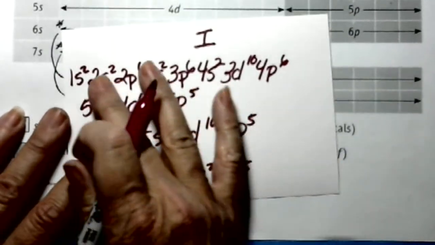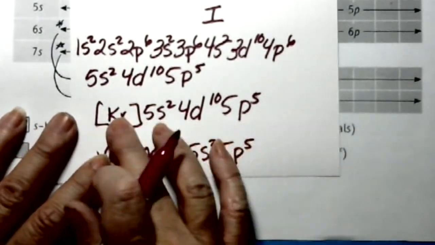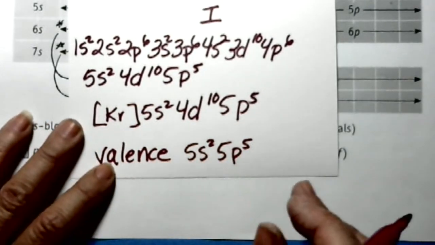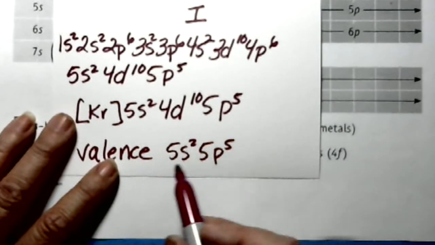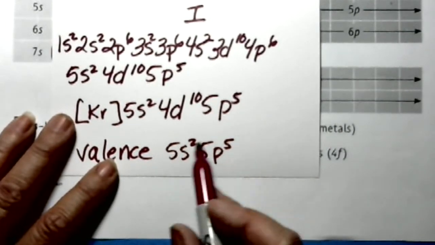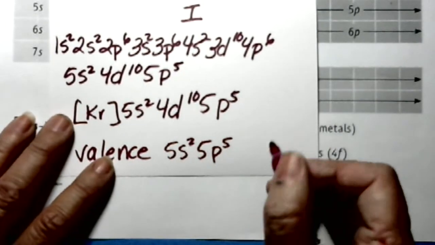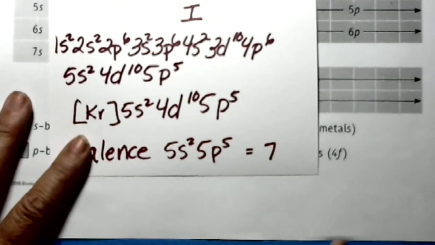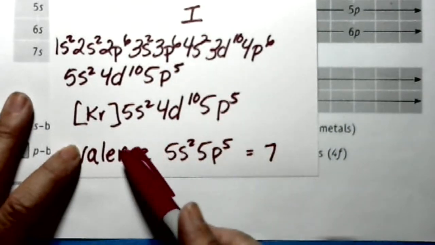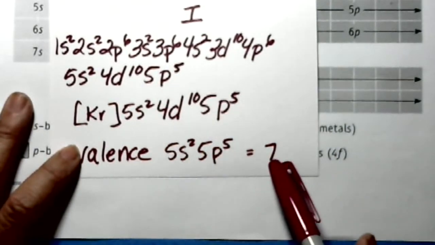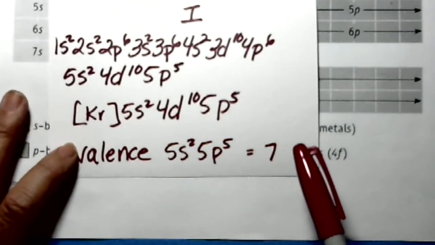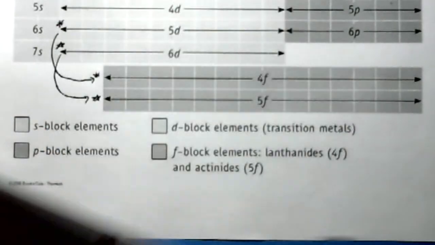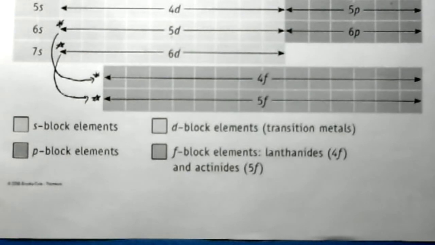So this is the long version. This is the shortcut version. This is the valence electron configuration. And one more shortcut, it might say how many electrons are in the valence configuration. And we have 5, 6, 7. 7 electrons in the valence configuration. So long, short, valence configuration, and number of valence electrons. All right, let's try another one, and then you can try some on your own.